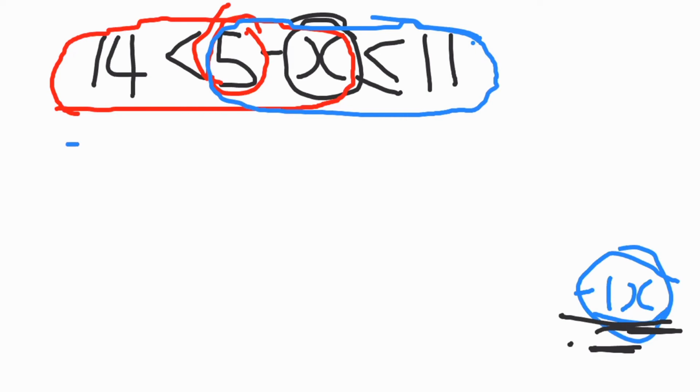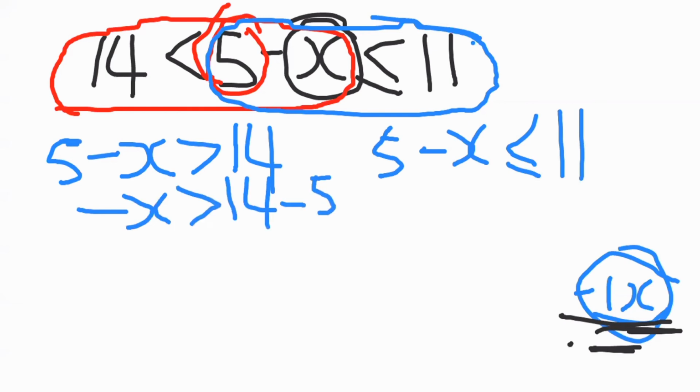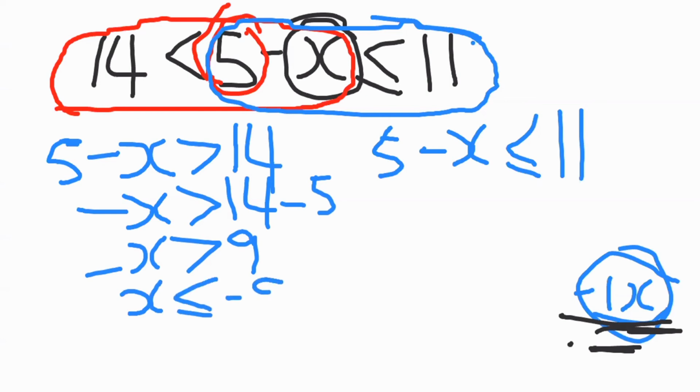It's 5 minus x (14) and 5 minus x (11). Carry over the 5, so you get -x. 14 minus 5, so -x is going to give me 9. So x will be less than -9.